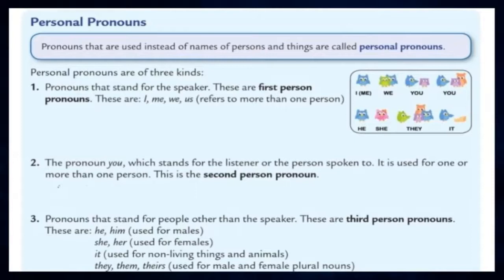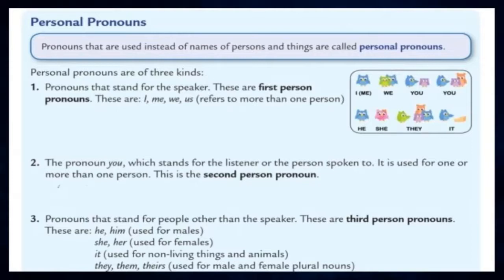And then see I, me, we, us. These 4 come under the category of first person pronouns. What are the first person pronouns? They are I, me, we, us.